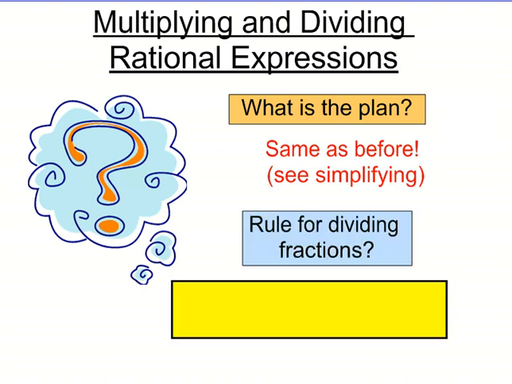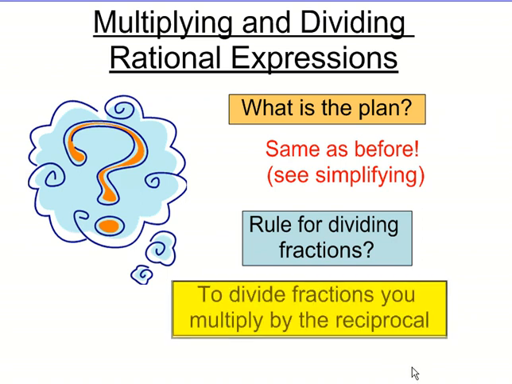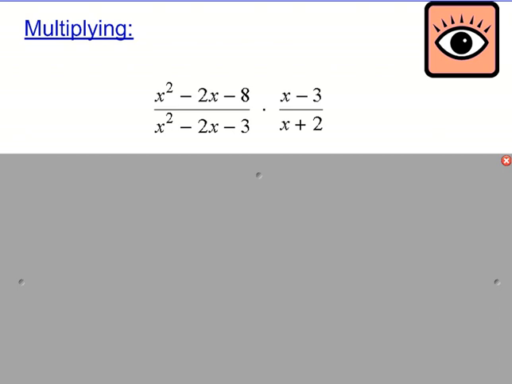Now, our rule for dividing fractions, in general, what would we do? Well, we multiply by the reciprocal. So we're just going to take that second fraction, take the reciprocal of it, and change the division sign to multiplication. And that's how we're going to be able to show our multiplying and dividing of rational expressions. So let's take a look here at a multiplying problem.